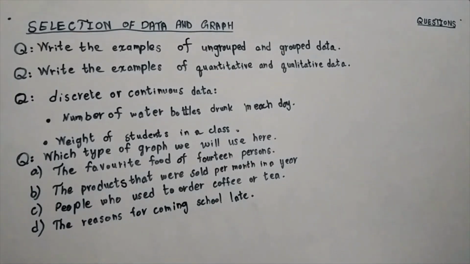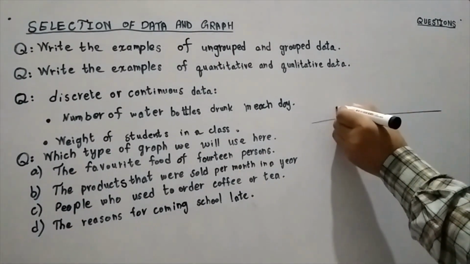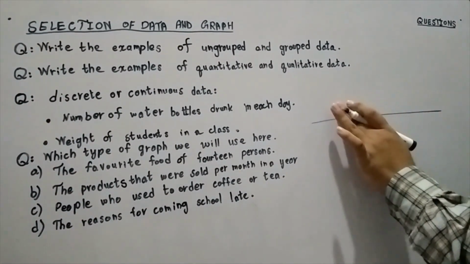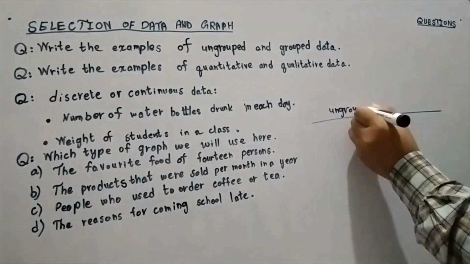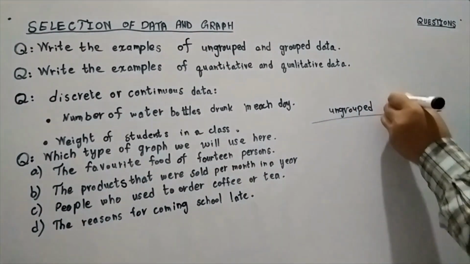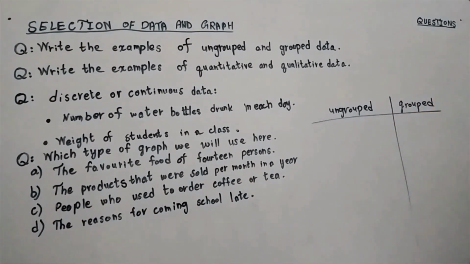Now here we have our question. Write the examples of ungrouped and grouped data. Okay, so let's see. Here we have ungrouped data, and here we have grouped data. So let's see the examples of ungrouped data first.